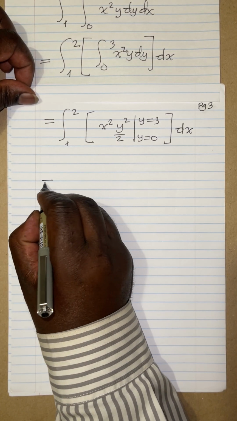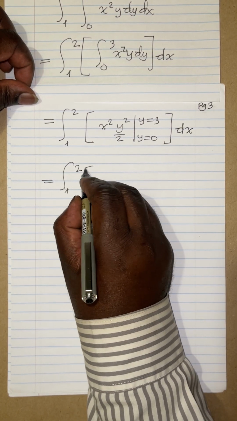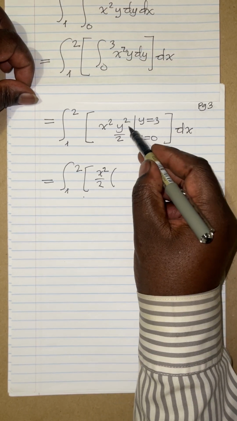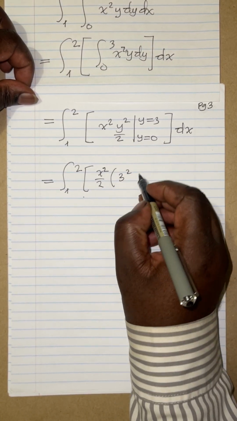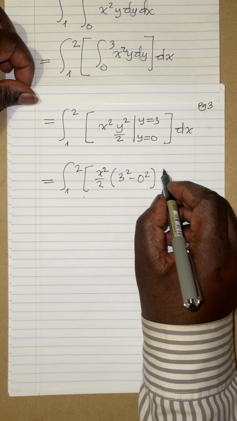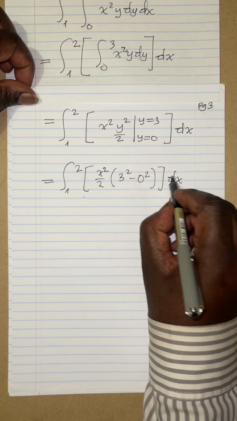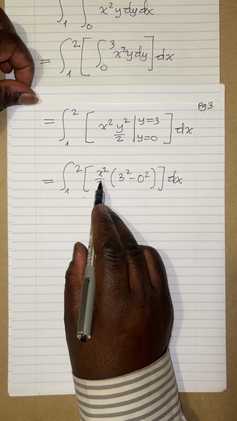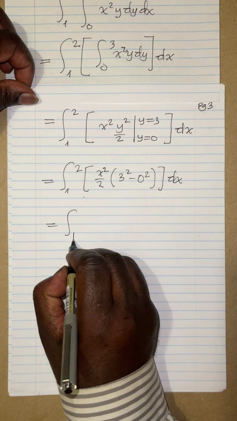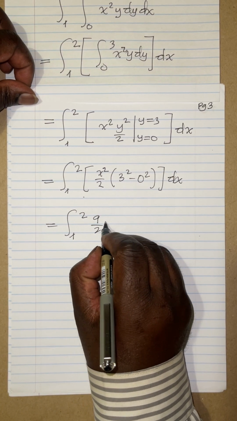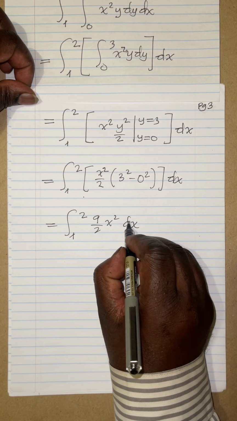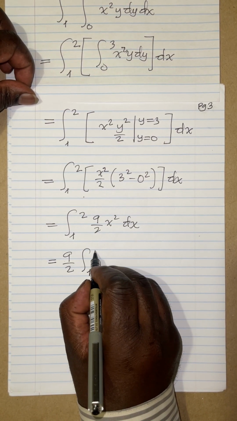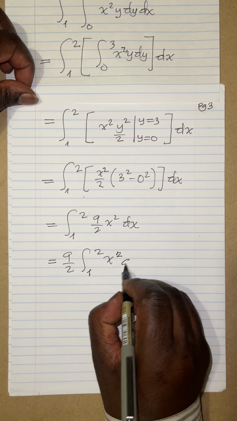Now, remember, x squared over 2 is a constant, but y is what we're interested in. So this is going to be the integral from 1 up to 2 of x squared over 2, and then we put 3 there, it will be 3 squared. Put 0 there, it will be 0 squared, and then we have dx outside. Now this is 9 minus 0, that's 9, and so we have 9 over 2 x squared. So this will be the integral from 1 up to 2 of 9 over 2 x squared dx. Take 9 over 2 out because it's a constant, and then we have the integral from 1 up to 2 of x squared dx.